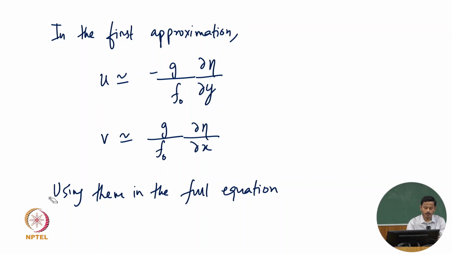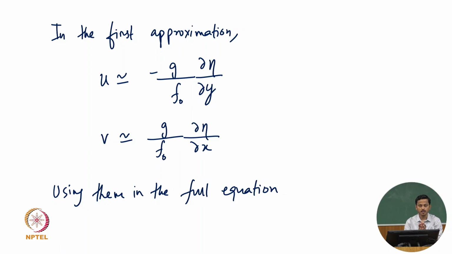so we can again reiterate what we have been doing. We are saying that this equation has a combination of large and small terms, and then we say that in the first approximation, that is, there is a balance between only the large terms, u has an approximate value of this, minus g by f naught del eta del y. Similarly, v has an approximate value of g by f naught del eta del x.